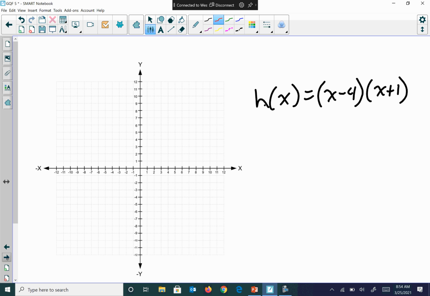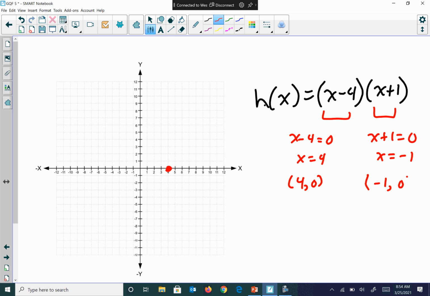All right, so ready? X minus 4 equals 0. Add 4 to both sides. That gives me the point 4 comma 0. Still with me? Right there. X plus 1 equals 0. Subtract 1 from both sides. So I get negative 1 comma 0. There it is. So I get 4 comma 0, and I get negative 1 comma 0.